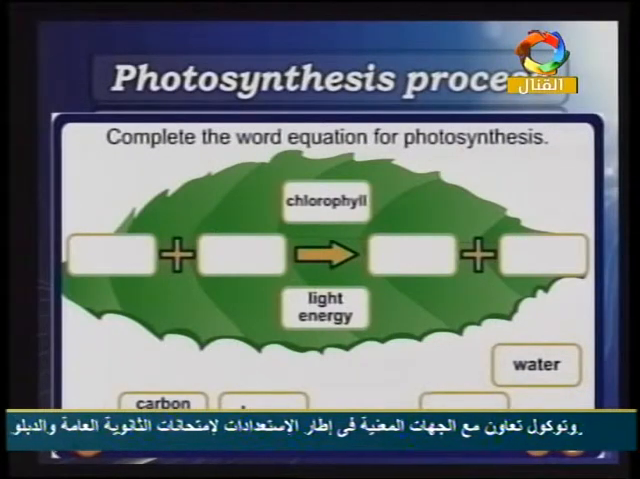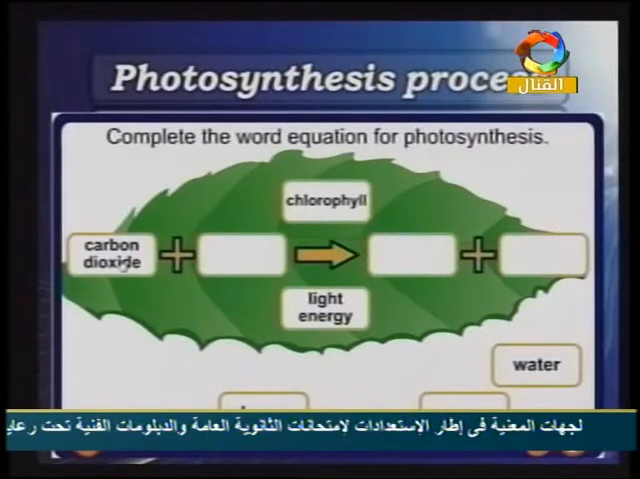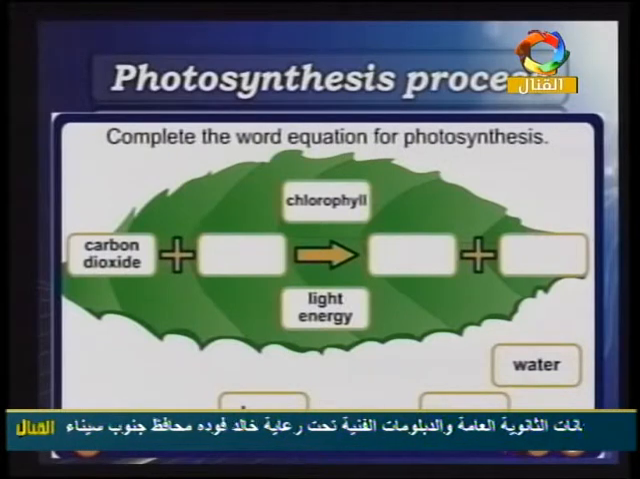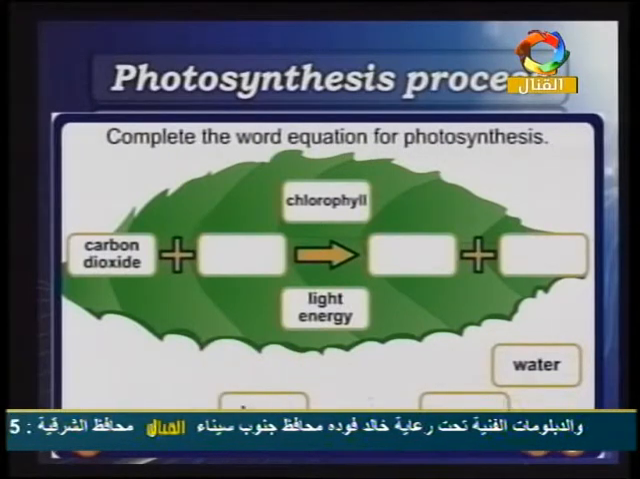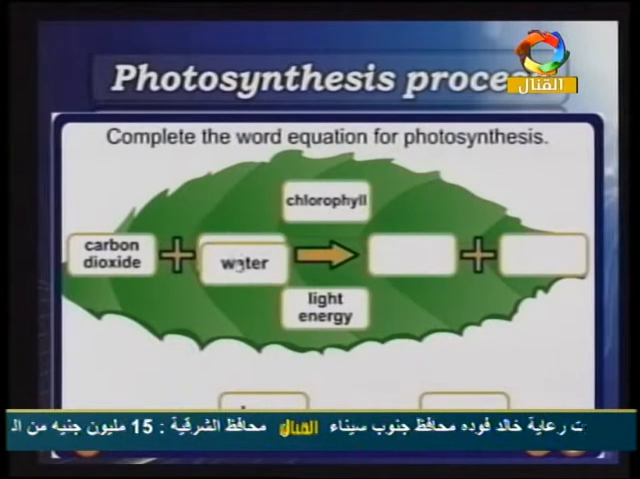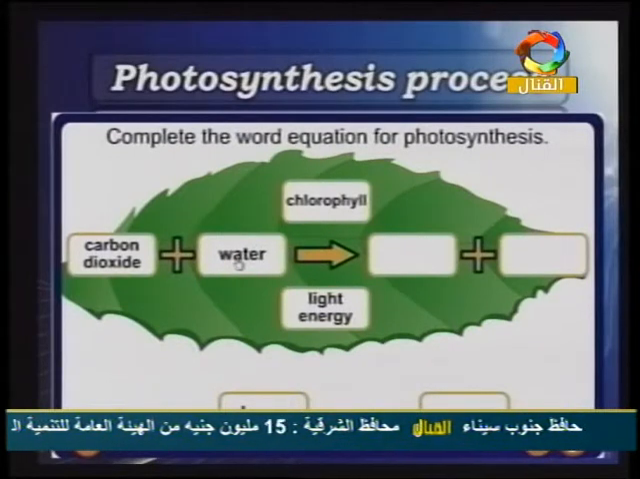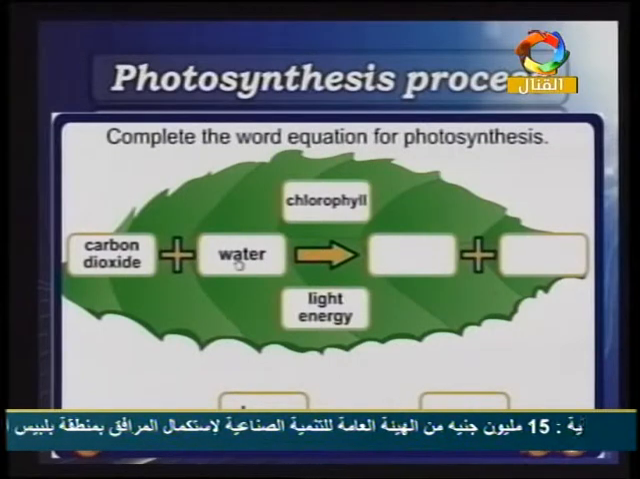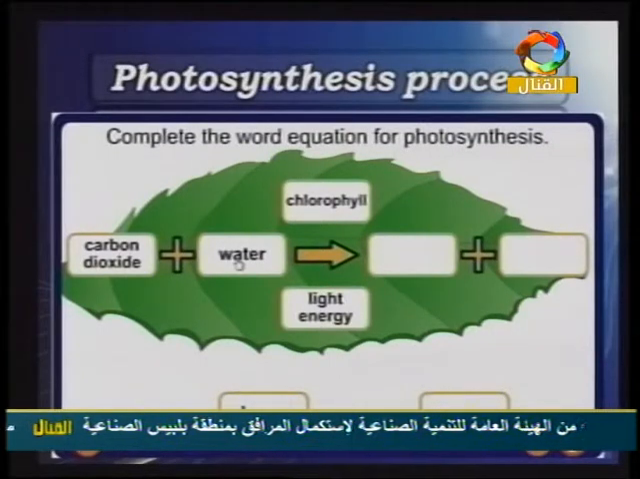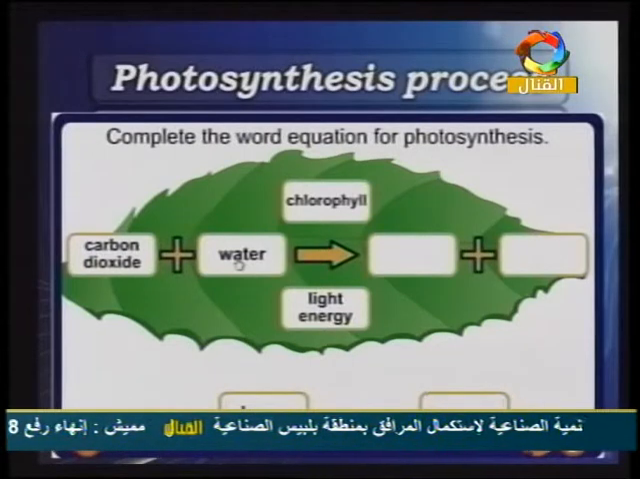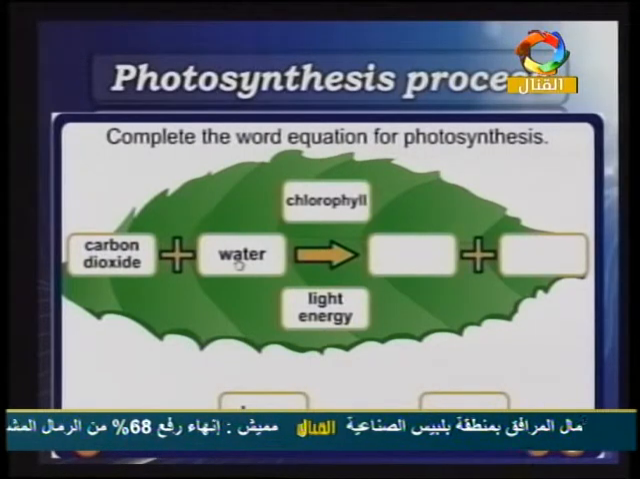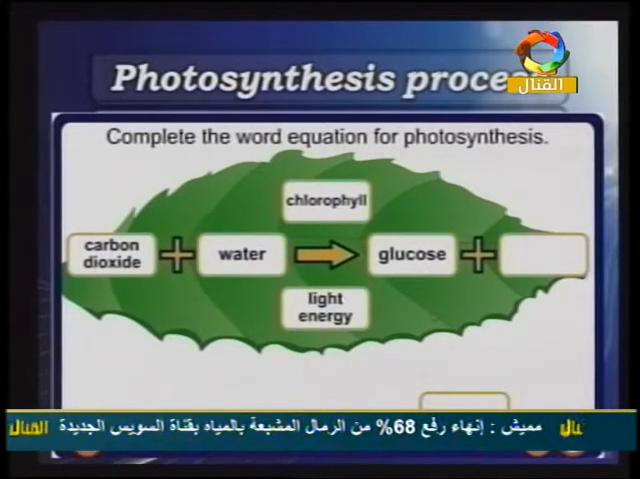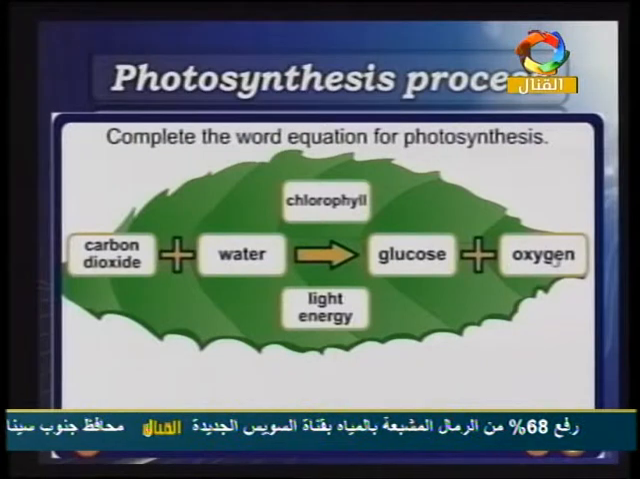After that, the carbon dioxide starts the photosynthesis process, absorbed by the green part of the plant, and we have water that helps the carbon dioxide to make this reaction. So photosynthesis means carbon dioxide plus water, in the presence of chlorophyll and sunlight, to make two things: glucose sugar or starch, and oxygen.